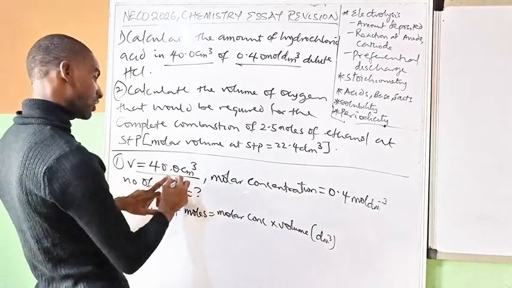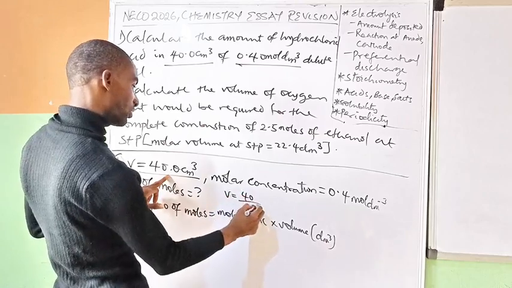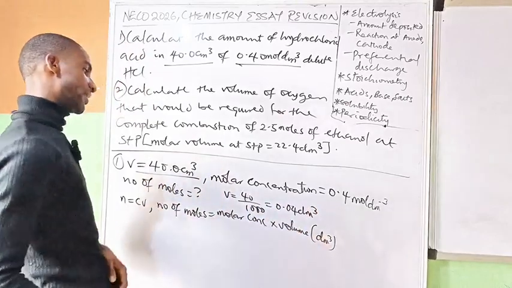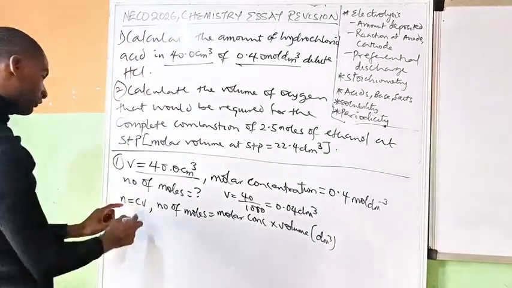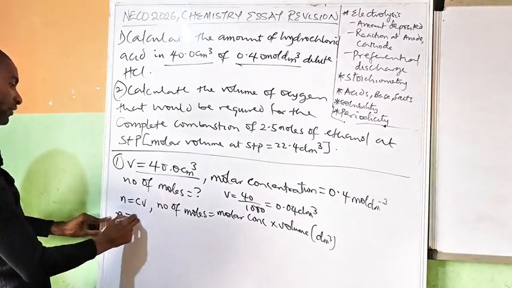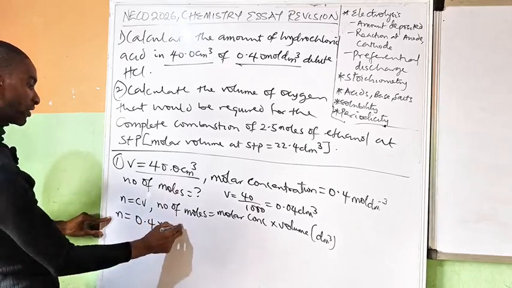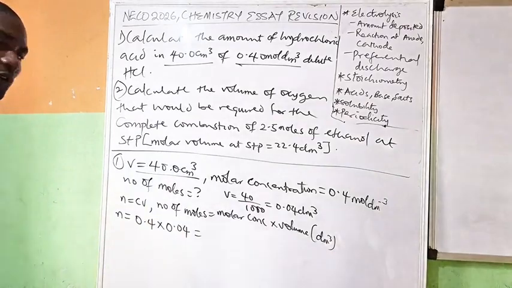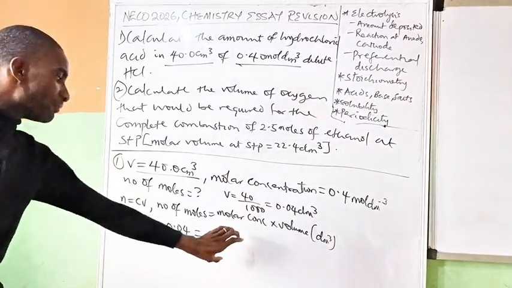How do you convert it? You divide it by 1000. So our volume will be 40 divided by 1000. That will be 0.04 dm cube. Now, from N equals CV, they are asking us to find N. Just multiply your C by V. So your C is 0.4 multiplied by 0.04. So if we multiply it, what is it going to give to us? Whatever we get, that is the moles.